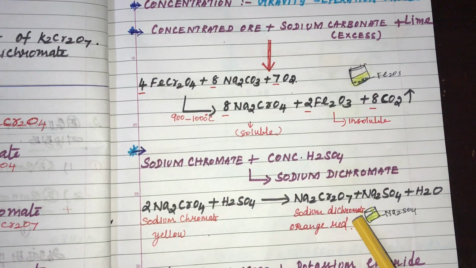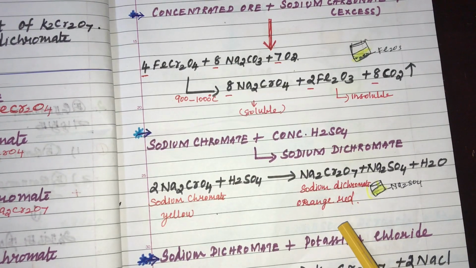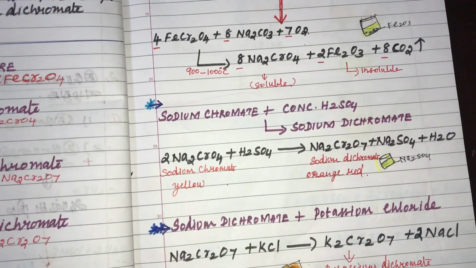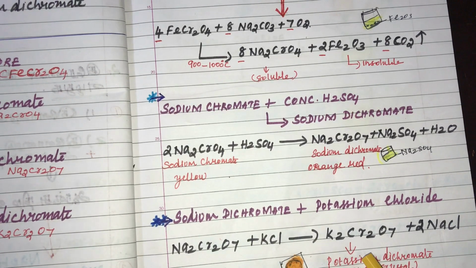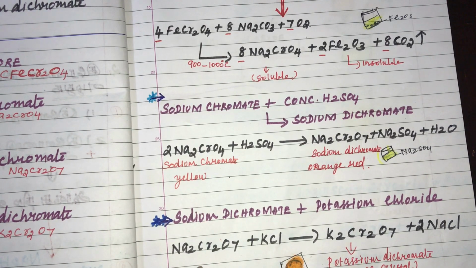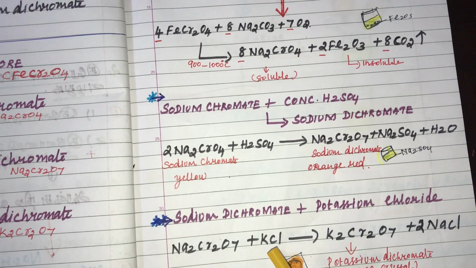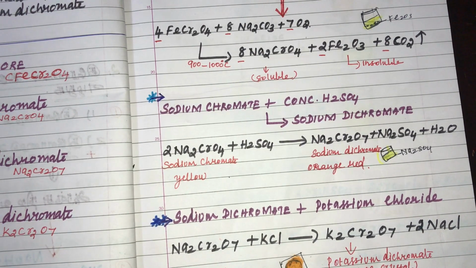So here the sodium dichromate is filtered and treated with potassium chloride to get potassium dichromate. In the place of sodium, the potassium gets substituted. Here it should be 2, as it is. So potassium chloride reacts with sodium dichromate; in the place of sodium, potassium gets substituted, forming potassium dichromate. Sodium and chlorine react to form sodium chloride.